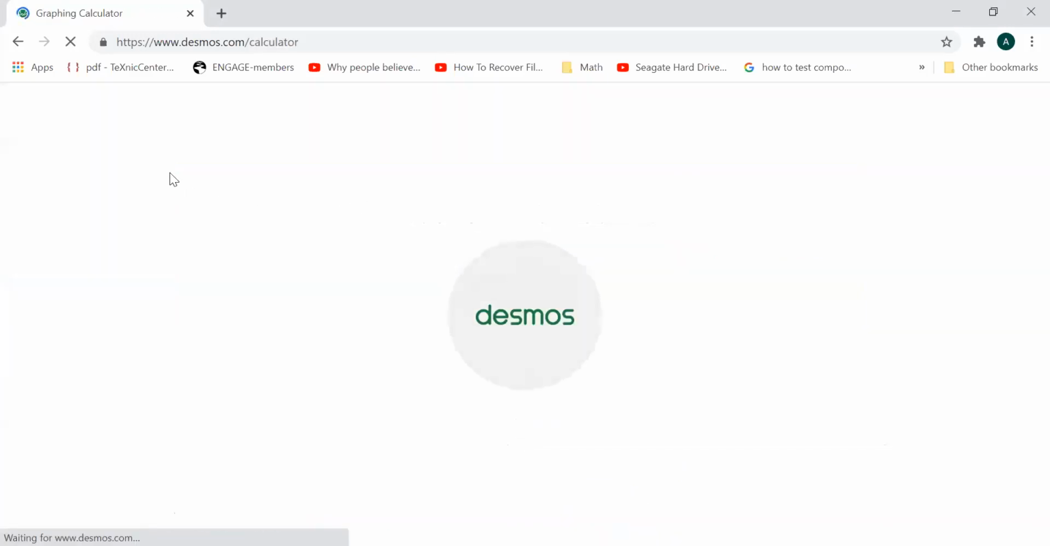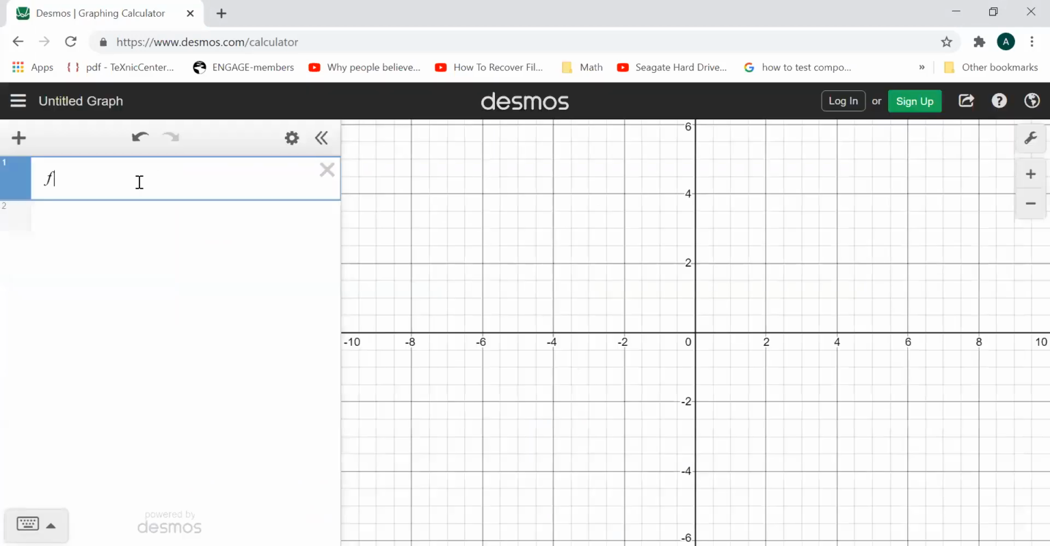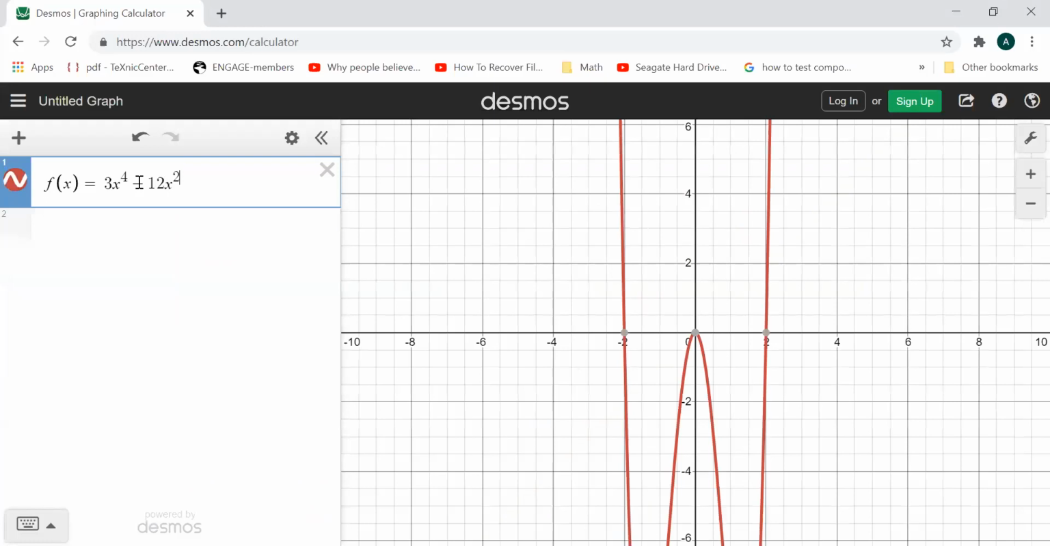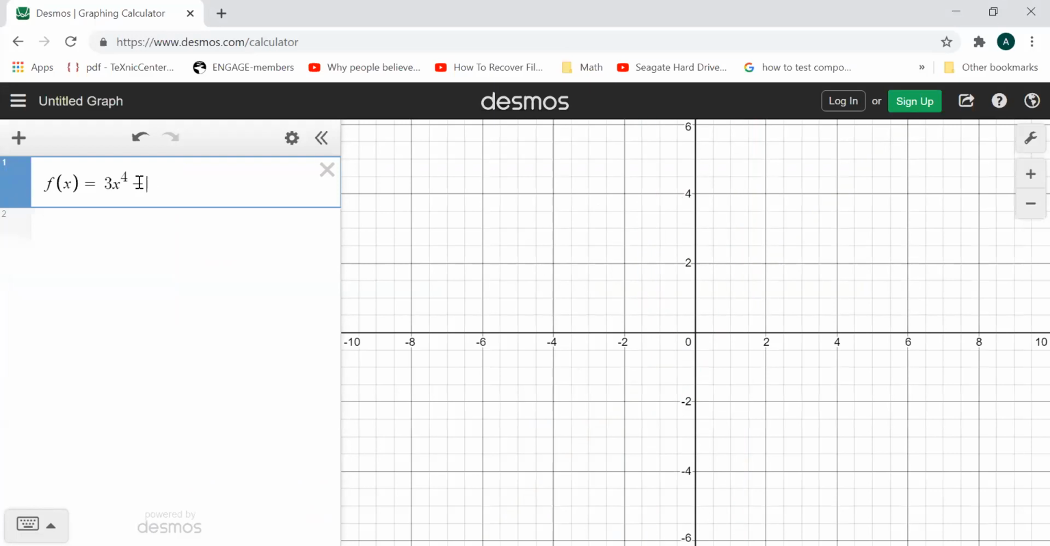I'm going to graph that function f of x exactly like we copied from the book. So it's 3x to the 4 minus 12x squared minus 4x cubed. I'm sorry, I copied the wrong thing. 4x cubed. All right, what else is there? Minus 12x squared plus 5.